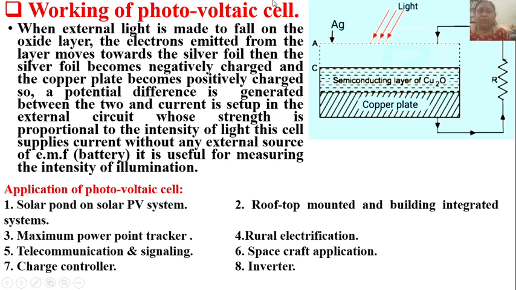Now working of photovoltaic cell. When external light is made to fall on the oxide layer, the electrons emitted from the layer move towards the silver foil, and then the silver foil becomes negatively charged and the copper plate becomes positively charged. So potential difference is generated between the two and current is set up in the external circuit whose strength is proportional to the intensity of light, and this cell supplies current without any external source of EMF. It is useful for measuring the intensity of illumination.